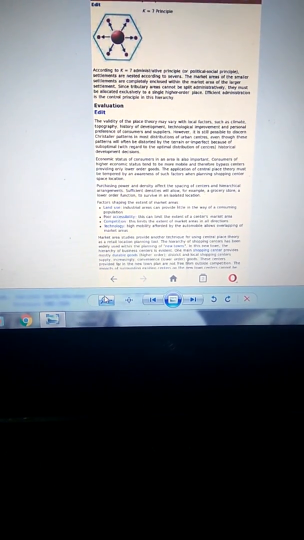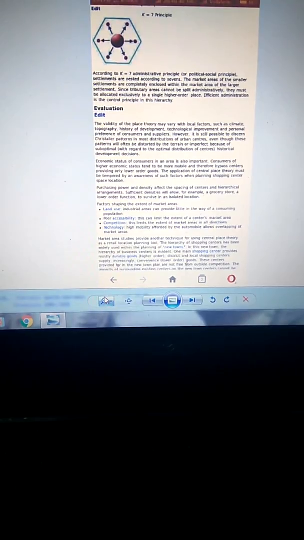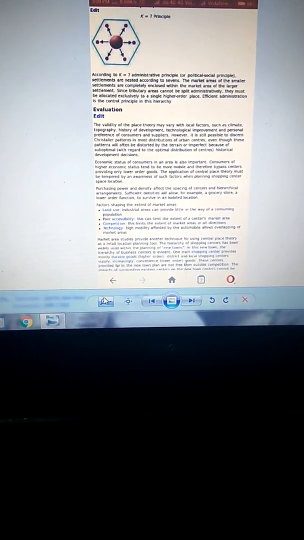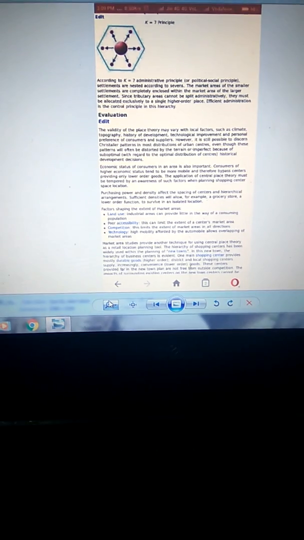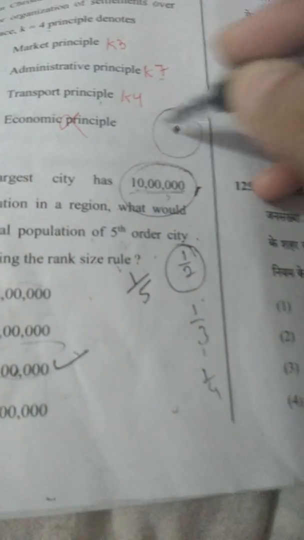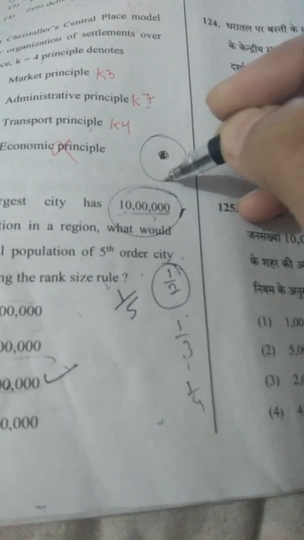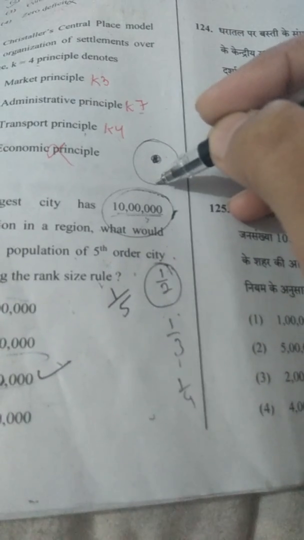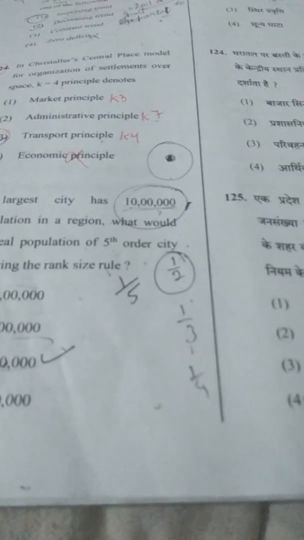And that is the K7 principle, which describes the administrative principle. According to that principle, it describes the settlements that are needed according to sevens. The market areas of the smaller settlements are completely enclosed within the market. So the central place has all the opportunities. Just remember, if we are discussing the central place, it has all the opportunities near it: market, transport, networking, administration. That is named the central place.